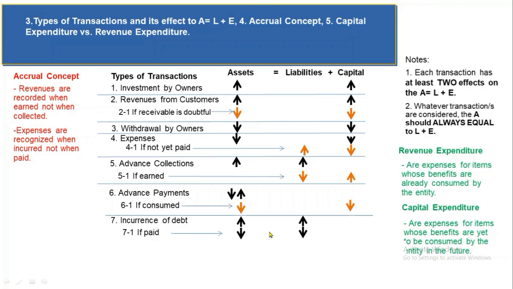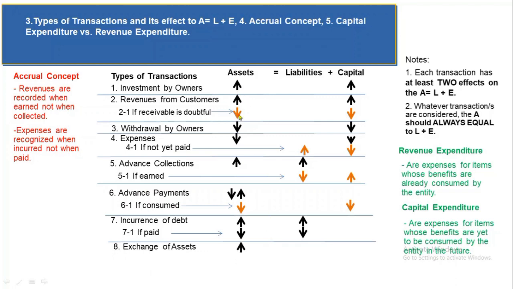The only twist here is if there are interest expenses. Interest expenses are considered as any other expenses. So if there is interest expense, the capital will be decreased, and of course the assets will be decreased also if it is paid immediately. However, if those expenses are not yet paid immediately, then you're going to recognize expenses. So you're going to deduct the capital account, but you're going to recognize liabilities because now you have an interest payable already.